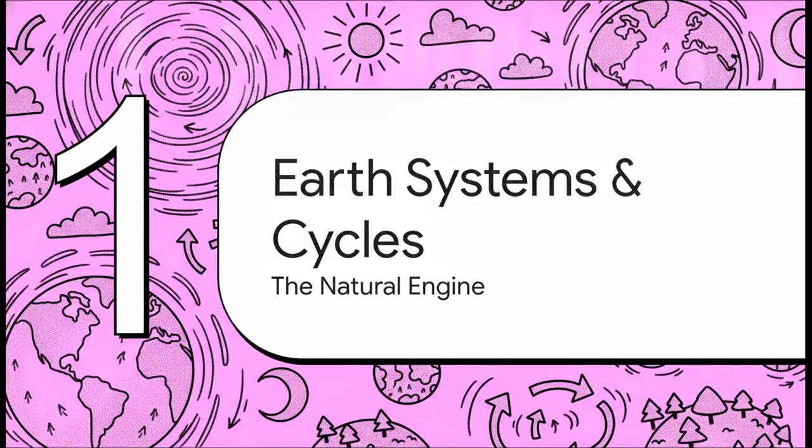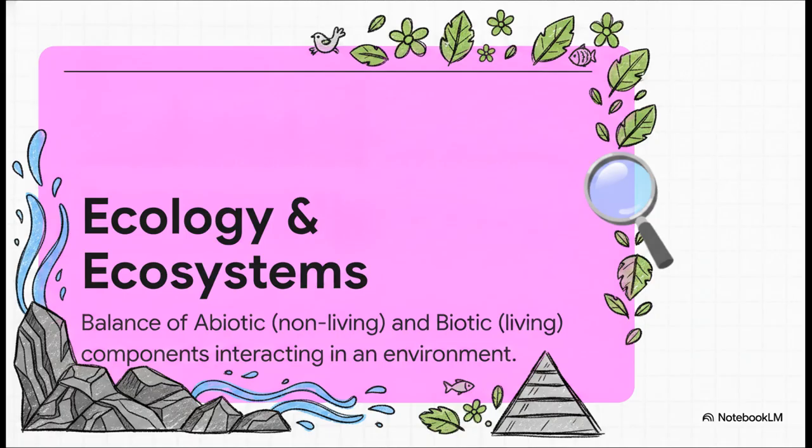All right, Section 1, Earth systems and cycles. To truly grasp environmental science, we can't just start with the problems. We first need to understand the baseline of our planet's incredible natural engine. In the Group A rapid-fire sections of these exams, students are constantly grilled on these absolute basics.